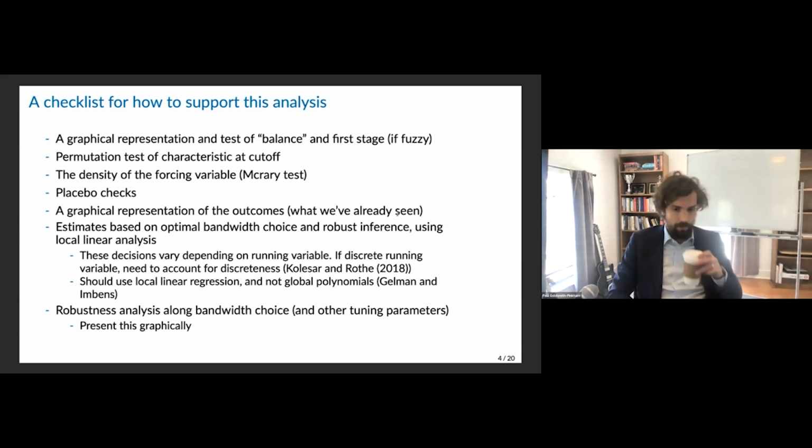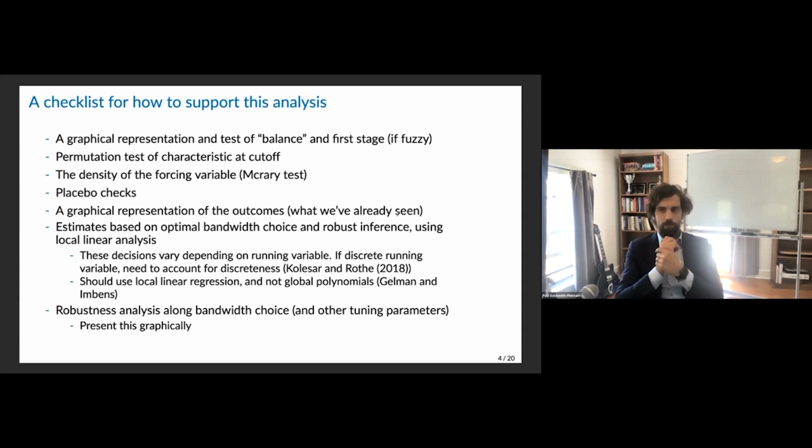So the first thing is, what you're trying to do first is convince the reader or the audience member of basically the validity of your design. So there's kind of two ways to think about this. Is the checklist, you obviously can do this in different order.